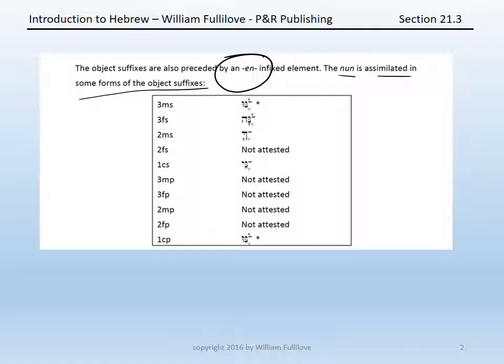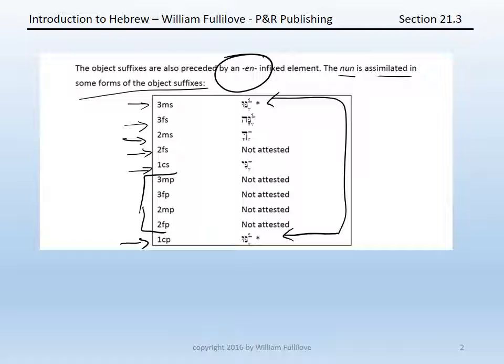So the forms of the object suffixes when attached to imperfects are, for the third masculine singular, enu, third feminine singular, ena, second masculine singular, eka, second feminine singular is not attested, first common singular is eni, the third masculine plural all the way to the second feminine plural are not attested, and then the form for the first common plural is enu.